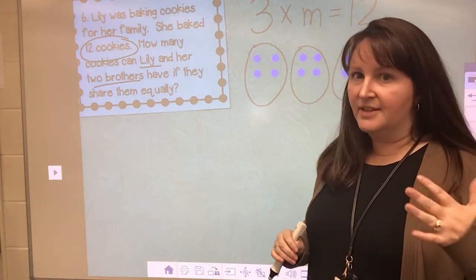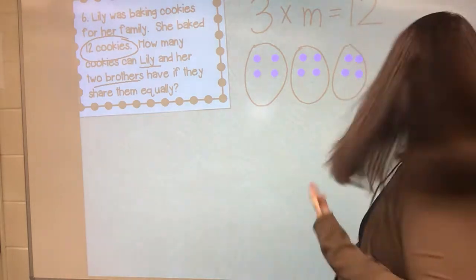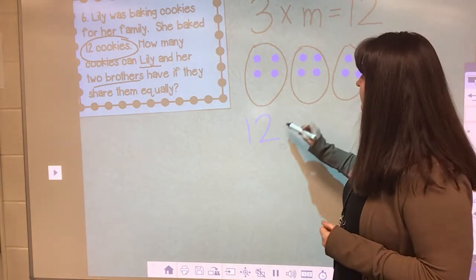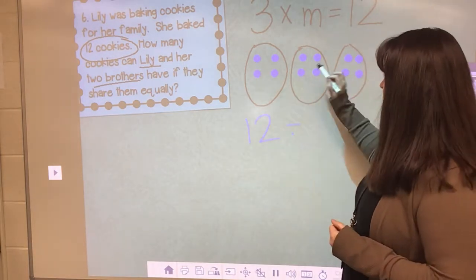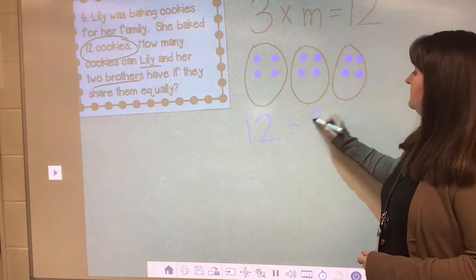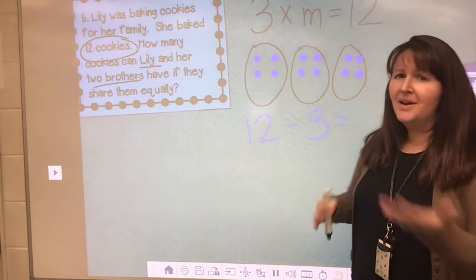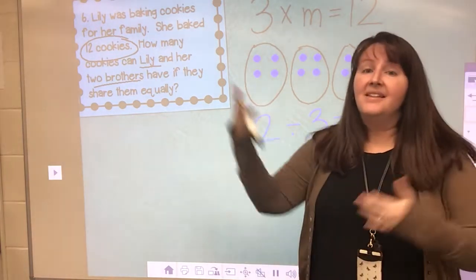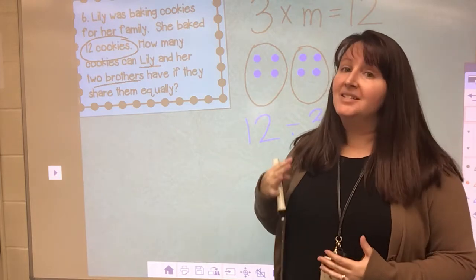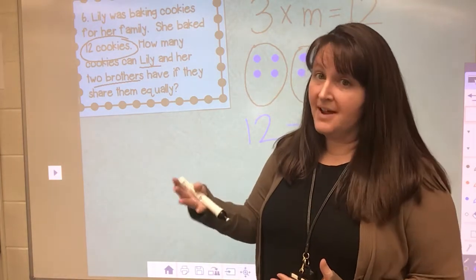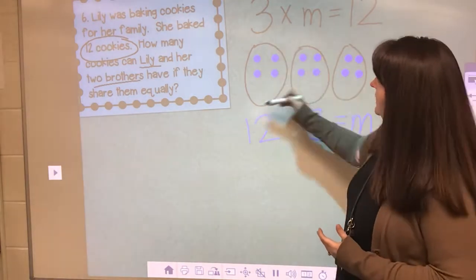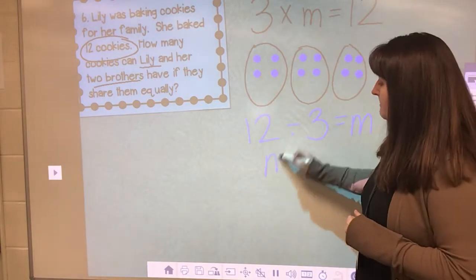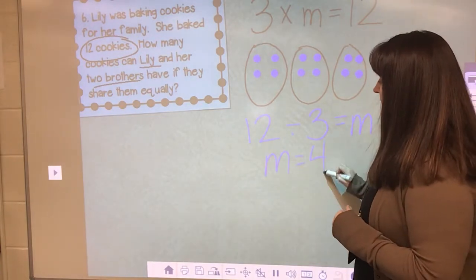So let's think division this time, friends. We started with 12 cookies. We divided them into 3 groups. We didn't know how many were going to go in each group at the beginning, so we used that variable M. Now that we've partitioned, though, we can solve for our variable. We know what M equals now. If you look, each group has 4. So that means M equals 4.